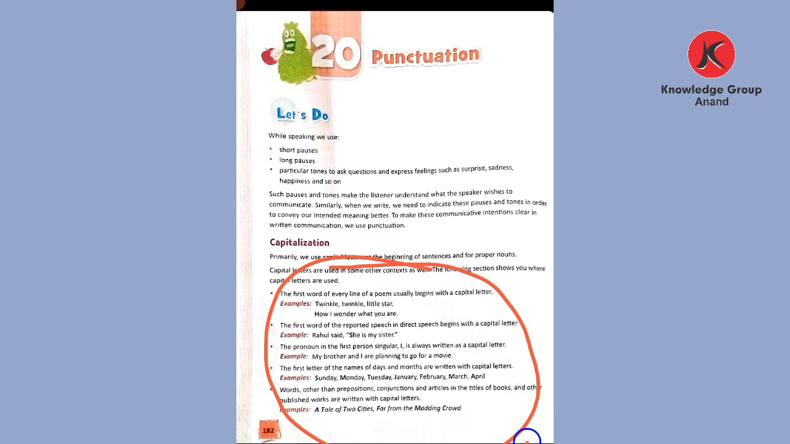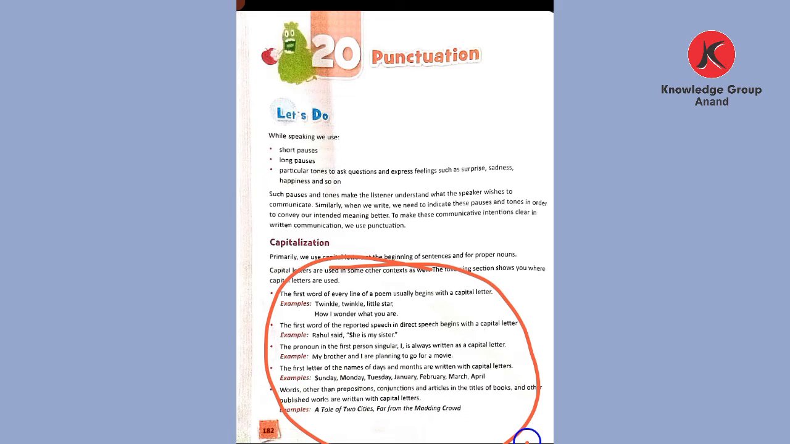Second point is the first word of the reported speech. Already we have learned about reported speech. You see here, Rahul said. Rahul said is an introducing speech, but an introducing verb. Said is an introducing verb. After the introducing verb, you can see, She is my sister, is in the double inverted commas.